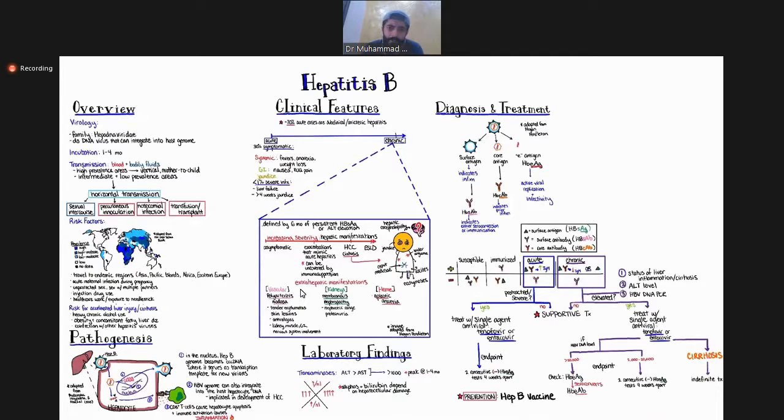Extrahepatic manifestations we also know. Basically, this is an overview. I'm sure you guys know all of this. Just for the sake of it, it has been included.